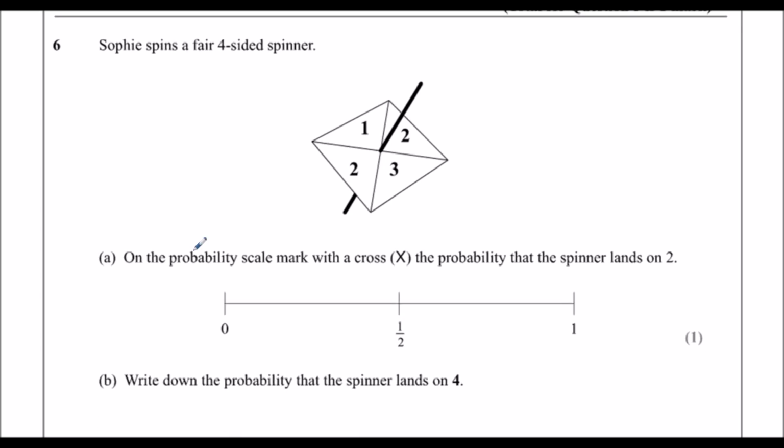Question 6. Sophie has a fair four-sided spinner. On the probability scale, mark with a cross the probability that the spinner lands on 2. So there are 2 twos, out of 4 parts, 4 sections in total. So the probability of getting a 2 is 2 out of 4, which is the same as 1/2. Half of our sections have got a 2 on them.